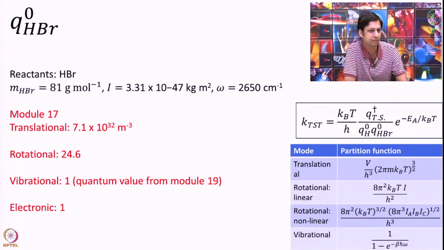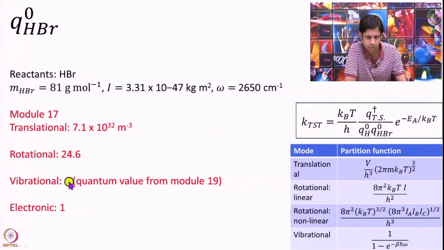You can look back at the previous module, you can look at module 17 where we actually plugged in the numbers the same way as for hydrogen, what we have been doing. And we got for translational 10 to the power of 32 roughly, rotation is roughly of the order of 25, vibration is very close to 1. Remember, we are using the vibrational answer, this answer, and not the classical answer.